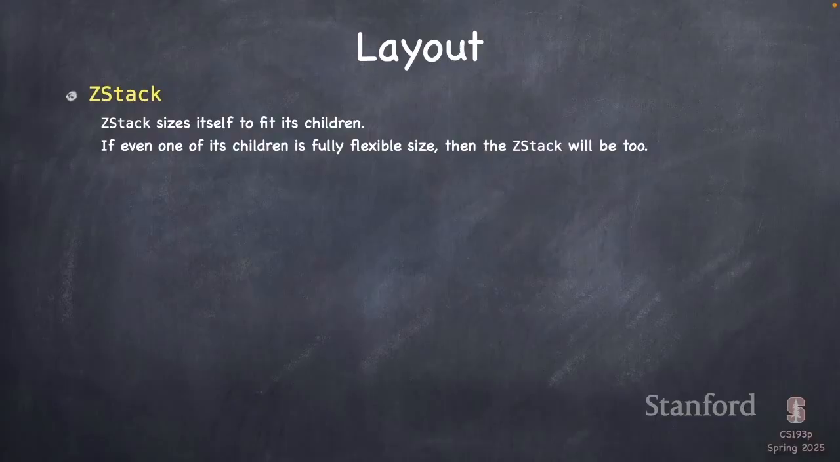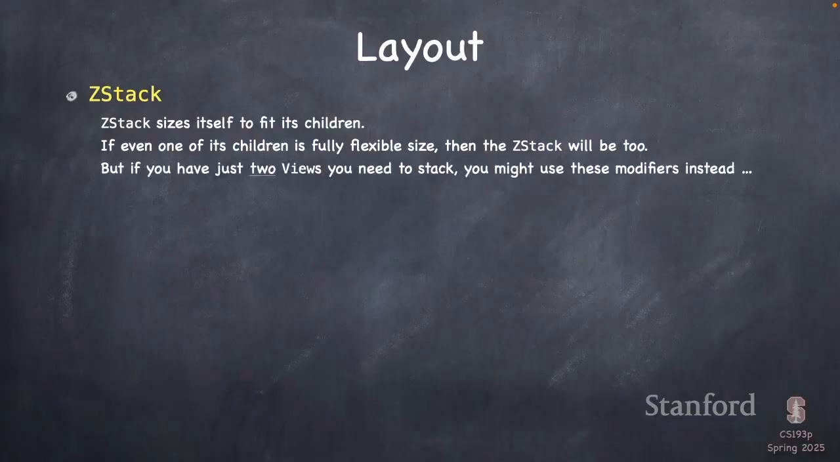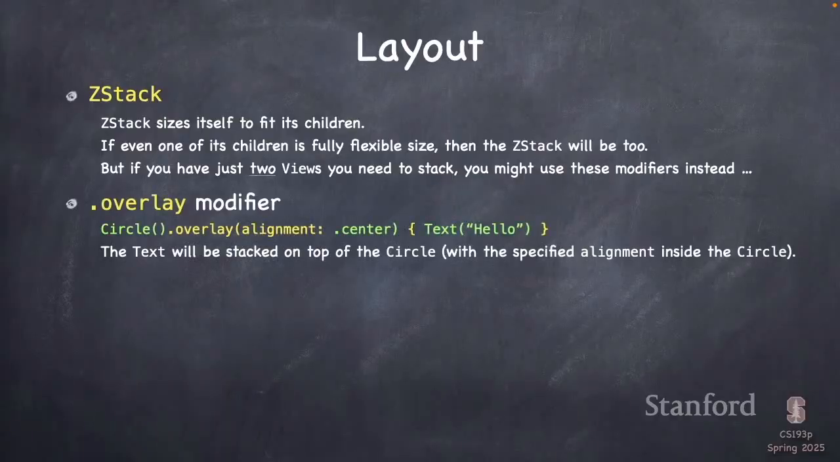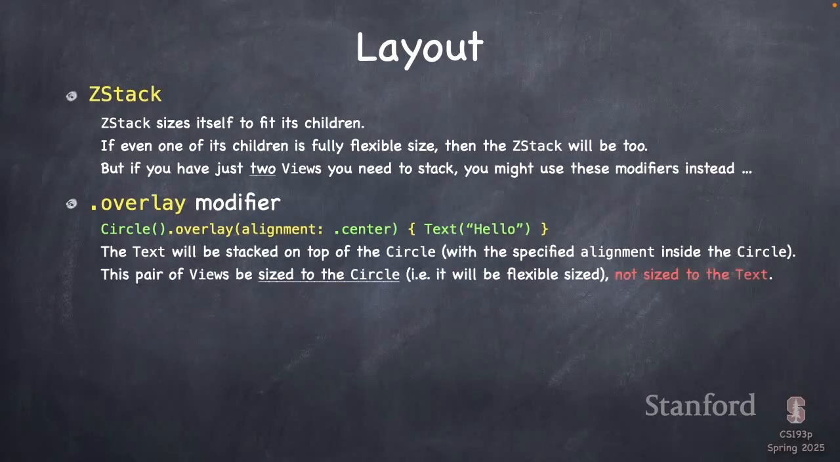But there's kind of an interesting case if you have a ZStack of only two things. And we've already seen it. It's overlay. Overlay is just a ZStack with two things in it, where one is overlaid on the other. But the trick here is that the sizing is only happening with the circle here in this case, not the thing you overlay on top of it. It doesn't matter what you overlay on top of it. It has to fit in however the circle was laid out.